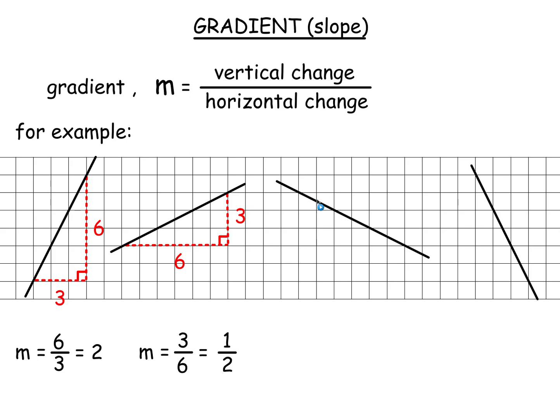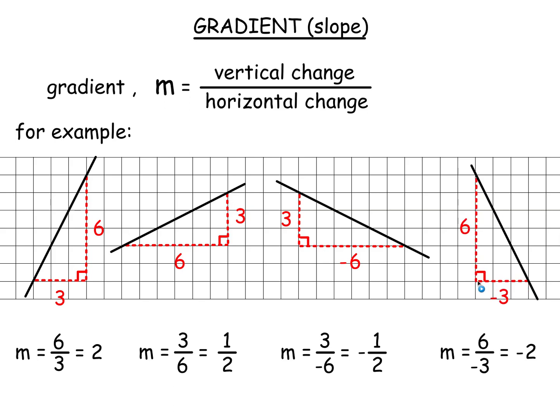3 over 6 is 1/2. In this case, it's sloping down, which should be a negative gradient. For 3 in the vertical, it's negative 6 on the horizontal. 3 over negative 6 is the gradient, that's negative 1/2. It's a positive 3 divided by a negative 6, which gives you a negative answer. And this one here, for a vertical rise of 6, it's negative 3 on the horizontal. 6 over negative 3, 6 divided by 3 is 2, but a positive divided by a negative will give you a negative answer. So up the way to the right, positive, down the way to the right, negative. So a line going up is positive, going down is negative.